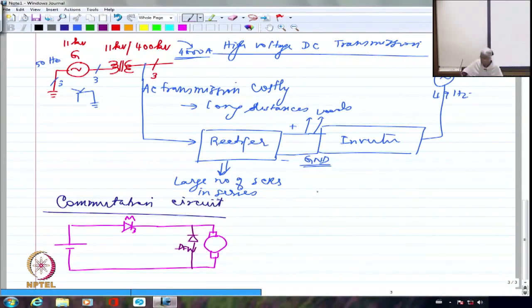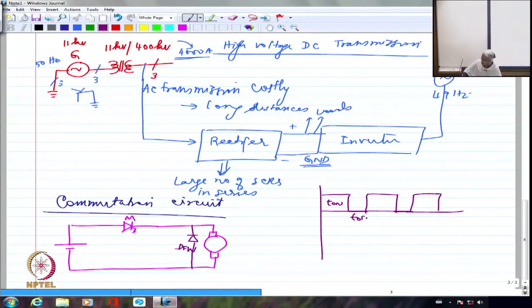So I want probably this to be on for some time, off for some time, again on for some time, off for some time, and so on. This is how it is going to be. So this is T on and this is going to be T off. And this entire thing is going to be the period of the chopper, T. This is how it is going to be, right?